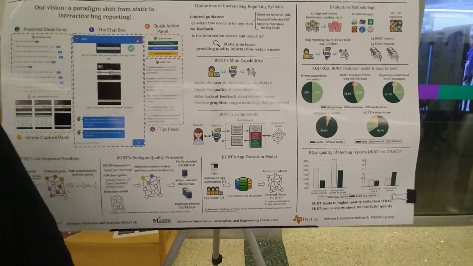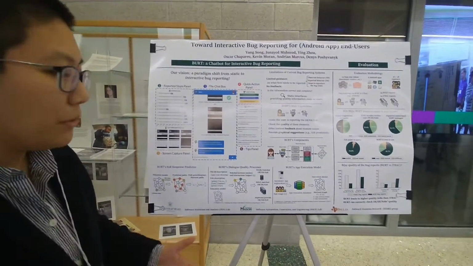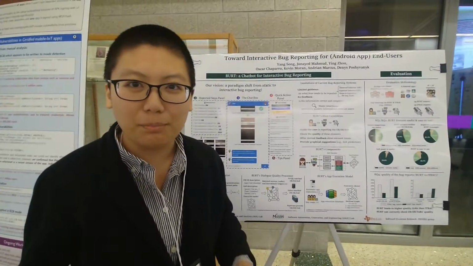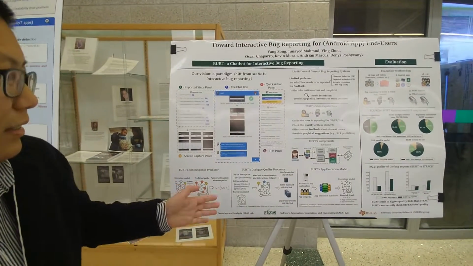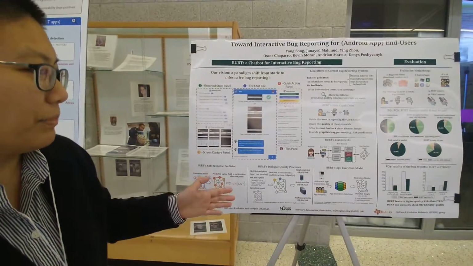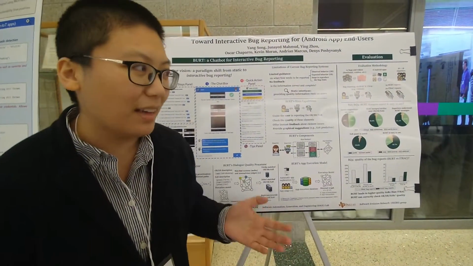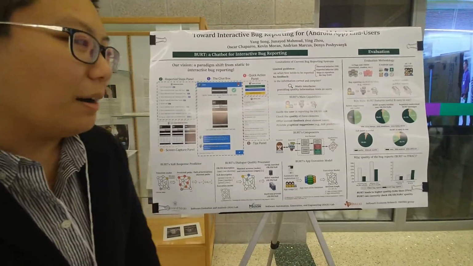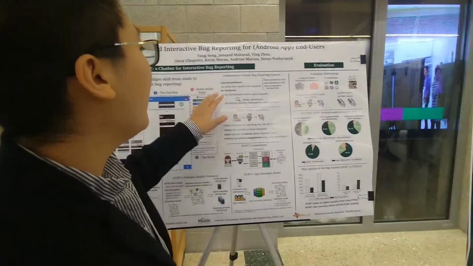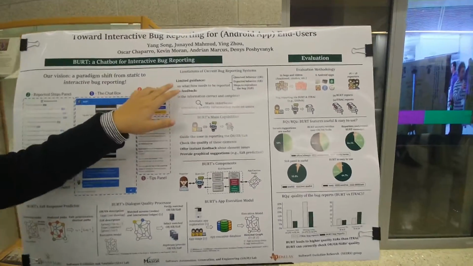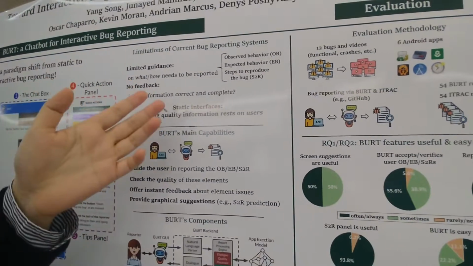When people find bugs when using a software system, they will use an issue tracker to record the problem. The issue tracker is usually like a web form with several text fields and templates asking for different information. But there are limitations to those systems. For example, they provide limited guidance on what elements need to be reported and how to report them.